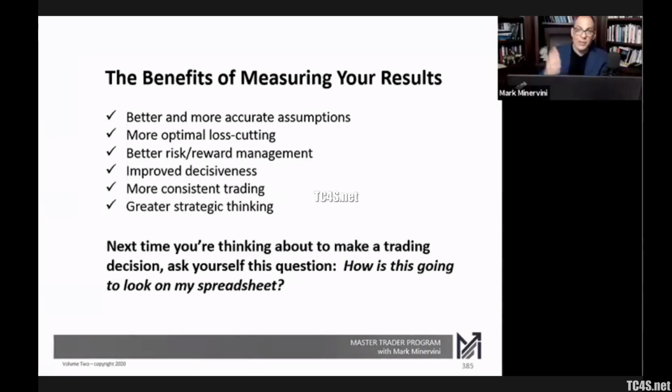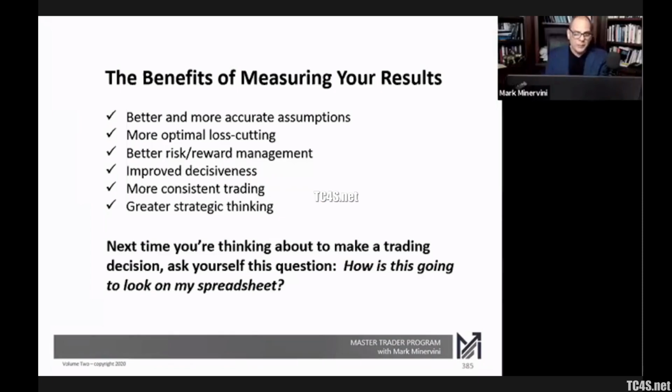Now you're going to be cutting your losses at somewhere that makes mathematical sense, that actually has some basis behind it. Now you're averaging 10%, your batting average is 45%. Well, you obviously know that you can't have 10% losses, right? You've honed that down now. You're going to make better risk reward decisions. You're going to improve your decisiveness.